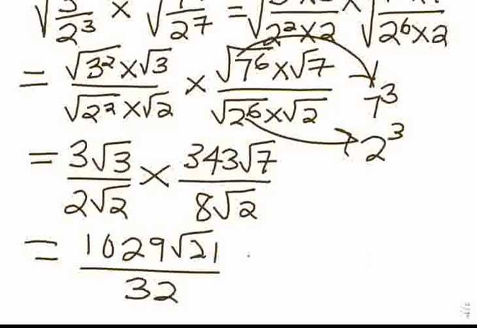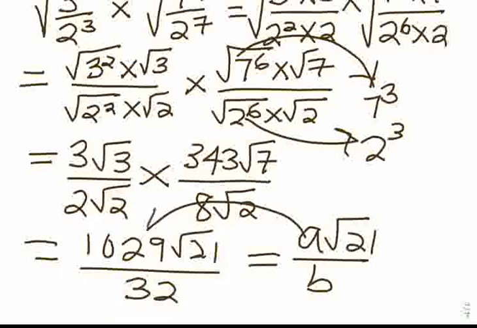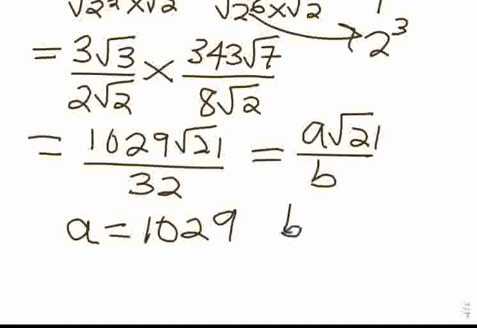Now do remember in the question that when we simplify the question, our answer is going to be a root 21 over b. So as you can see from here, our a is now what? 1029, and our b is now what? 32. So the solution to this question is that a is equal to 1029 while our b is equal to 32.